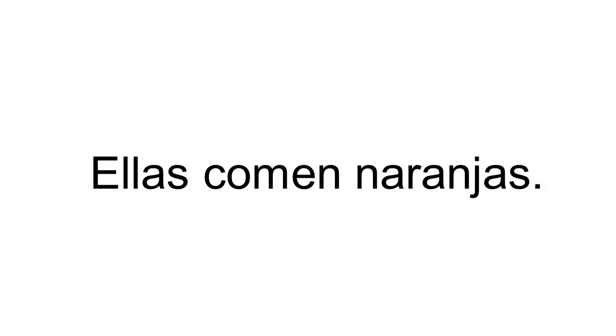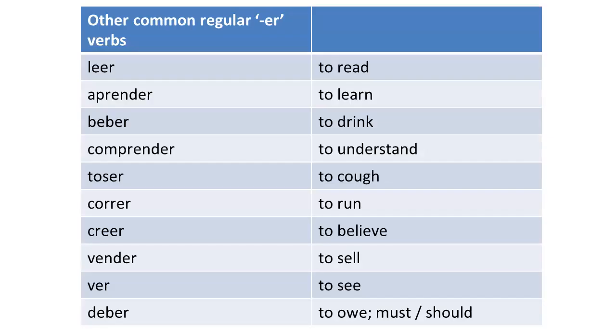Okay, so now that you're comfortable conjugating ER verbs in the present tense, I want to show you something that is exciting. I want to show you how much you know already and what you can do with this knowledge. For example, I have a nice little list here of other regular ER verbs. If you know how to conjugate comer, that means you know how to conjugate all of these verbs here, and you can express all of these different ideas.